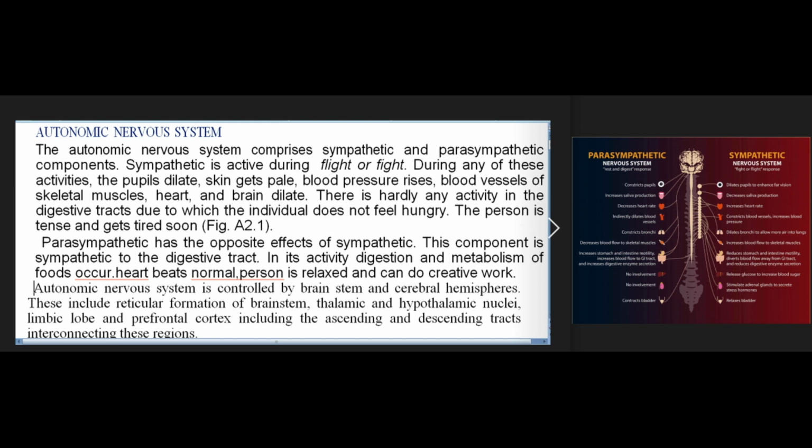Sympathetic component of the autonomic nervous system. The autonomic nervous system comprises sympathetic and parasympathetic components. Sympathetic is active during fight or flight.